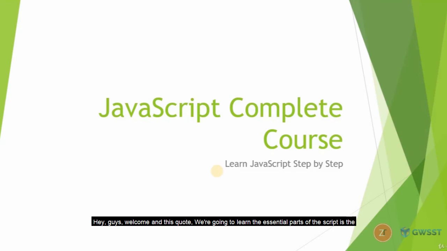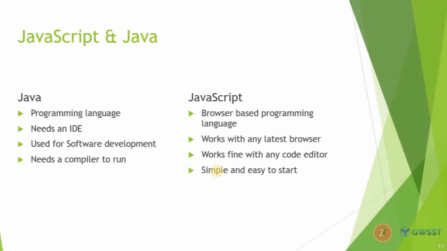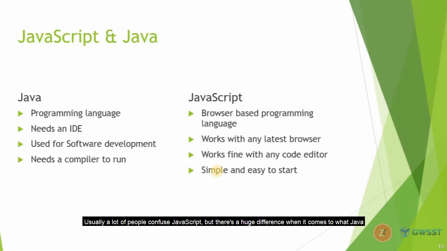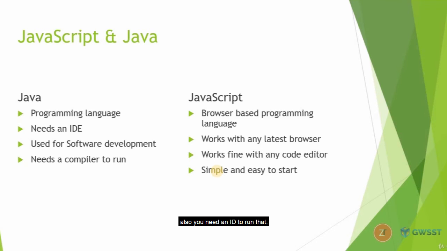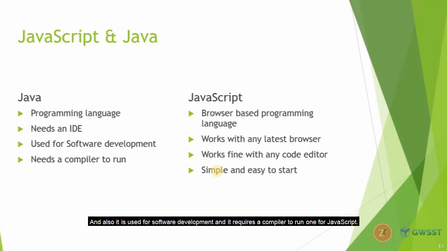Hey guys, welcome. In this course, we're going to learn the essential parts of JavaScript. JavaScript is the programming language of the web. Usually, a lot of people confuse JavaScript with Java. Now, there's a huge difference when it comes to JavaScript and Java. Java is a programming language which is completely dependent on IDE. That means in order to run Java on your computer, you need to have Java installed, and also you need an IDE to run that. And also it is used for software development and it requires a compiler to run.